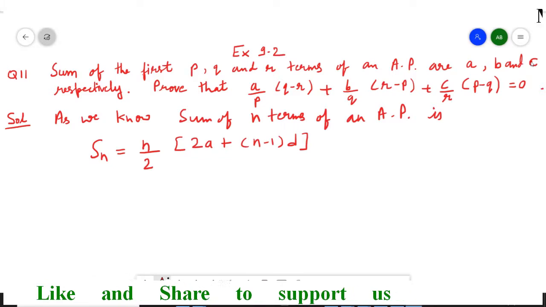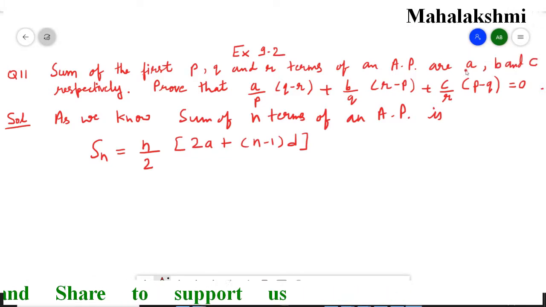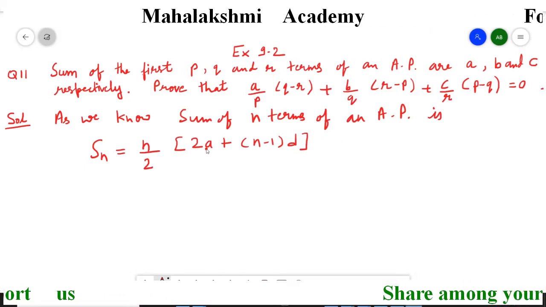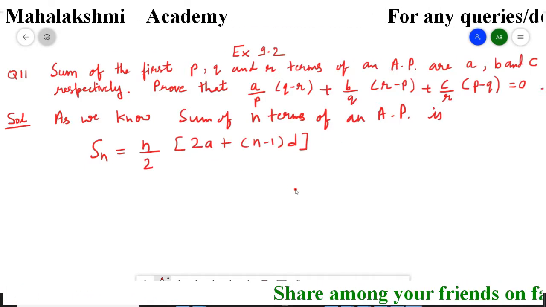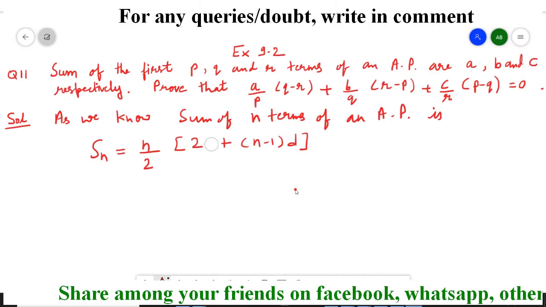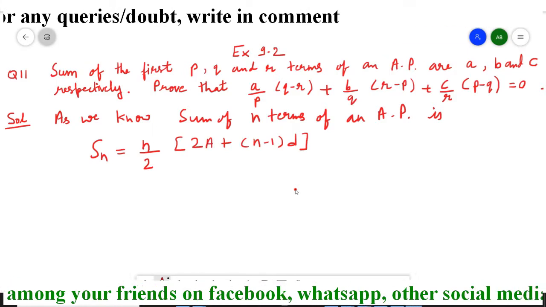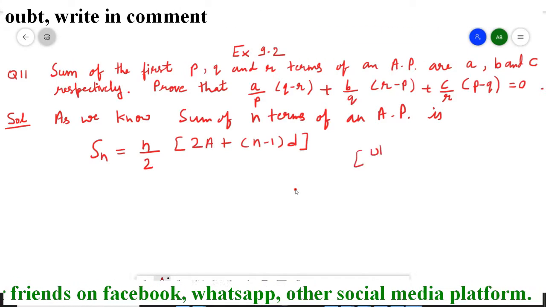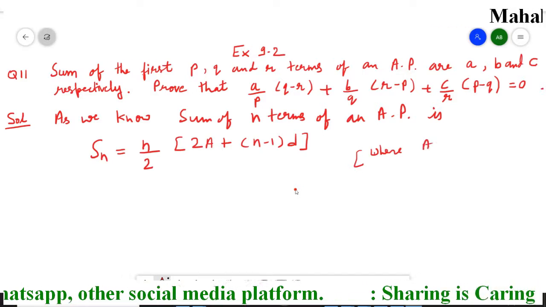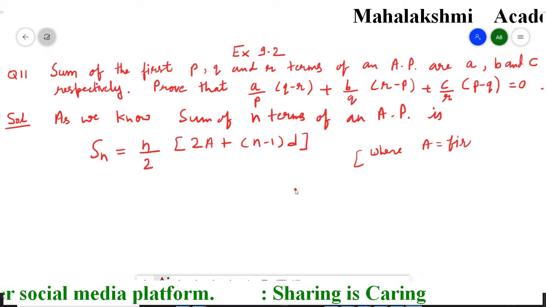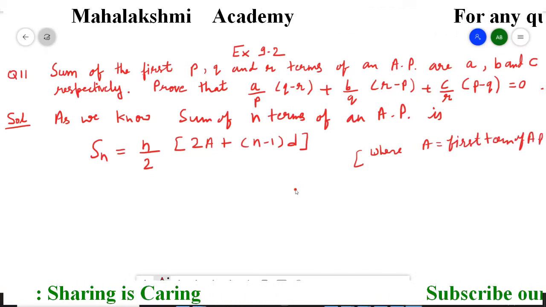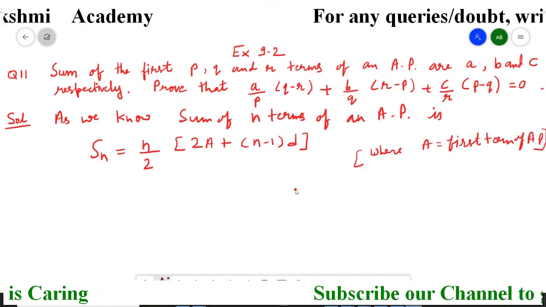Here, since small a is already used, this first term we will replace by capital A, otherwise it will create confusion. So we will change this small a to capital A and then we will mention here, where capital A is the first term of AP, like this we will mention.